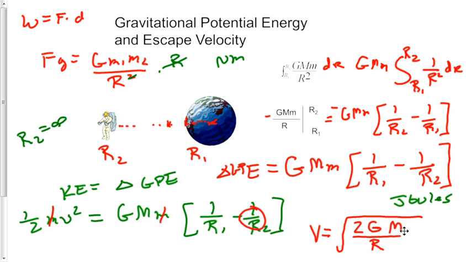Therefore, the mass of the planet and the radius of the planet determine the escape velocity from that planet. So when you solve for that, that would be how fast you need to go to break free of the gravitational attraction of that planet.